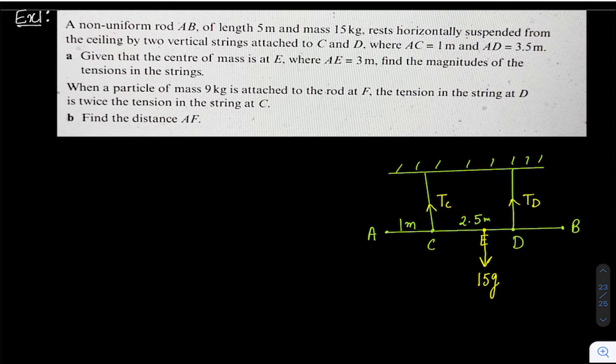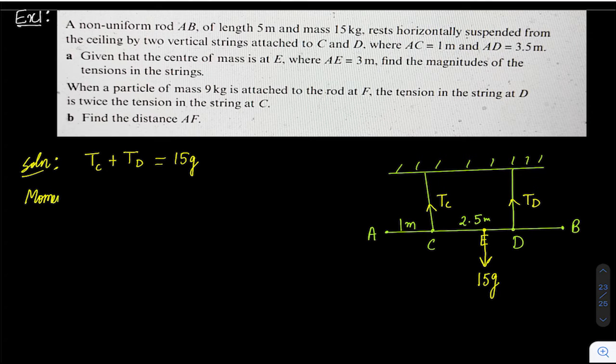Now what they are asking is to find the magnitude of the tensions. And it is given that the rod rests horizontally, which means it is in equilibrium. So the first thing we are going to do is, since it is in equilibrium, the sum of net forces acting on this rod will be 0. So TC plus TD will be equal to 15G. The total upward force will be equal to the total downward force. So that's one equation.